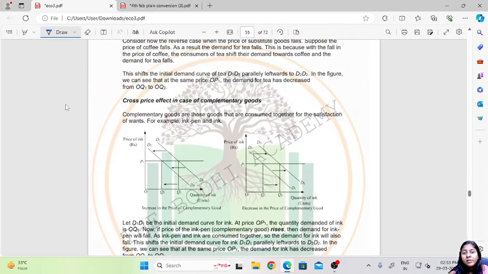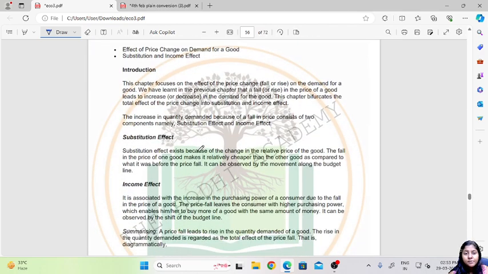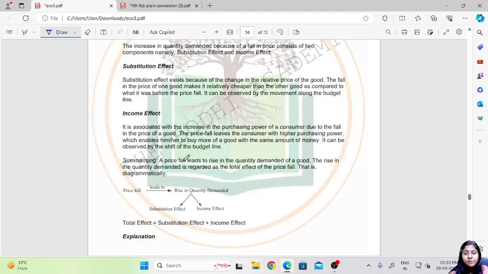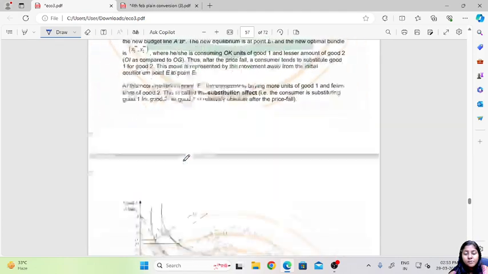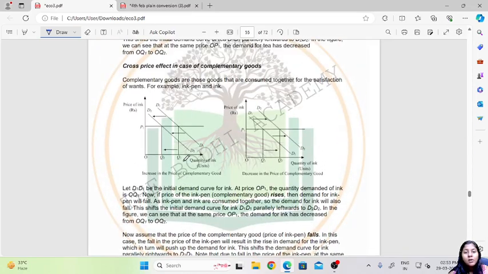Then again they have given the cross price effect in case of complementary goods. Complementary goods are those goods that can be consumed together for the satisfaction of want, for example, ink pen and ink. So let D1 be the initial demand curve for ink, and at price OP1, the quantity demanded of ink is OQ1.